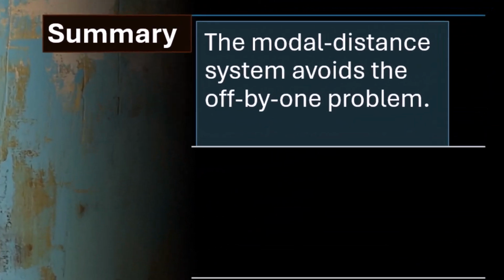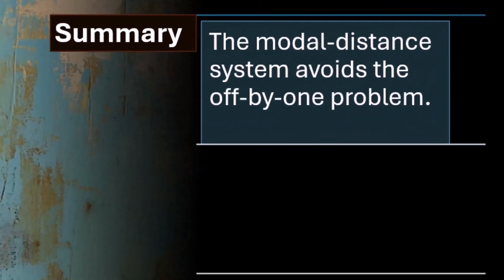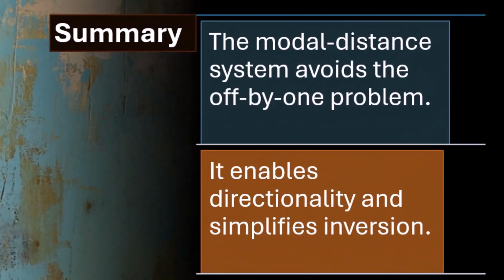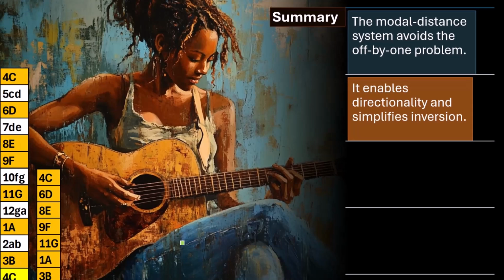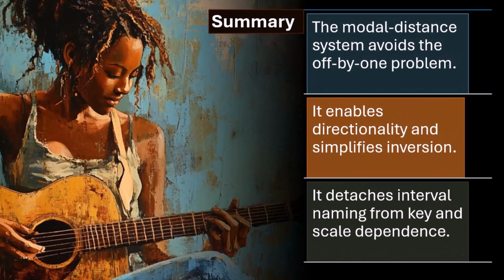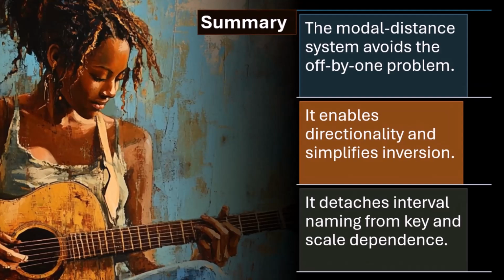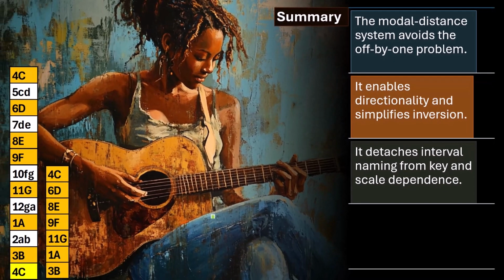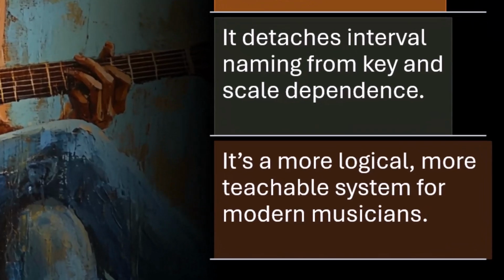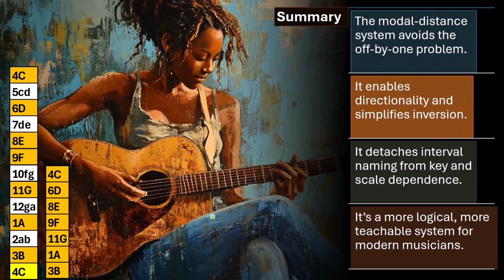So, summary: the modal distance system avoids the off-by-one problem, which is clearly an issue. It enables directionality and simplifies inversion, which again, I think is self-explanatory. It detaches interval naming from key and scale dependence. It's a more logical, more teachable system for modern musicians.